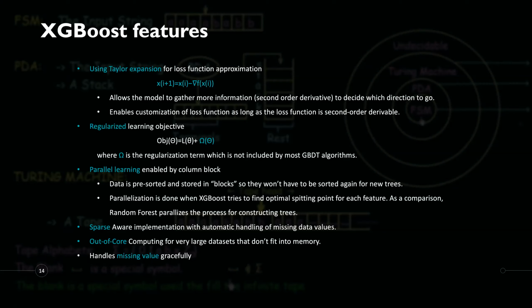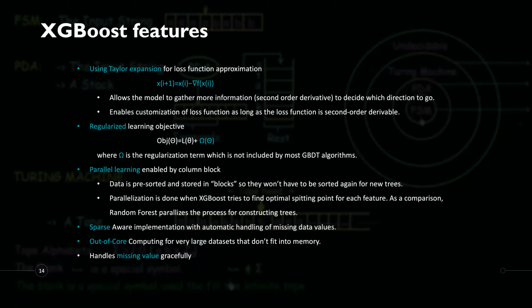And it's not hard to imagine that the parallelization will occur when we construct many decision trees. For instance, one CPU can work on constructing some decision trees, and another CPU can work on constructing the other decision trees, because they are independent. So it's easy to parallelize the process.